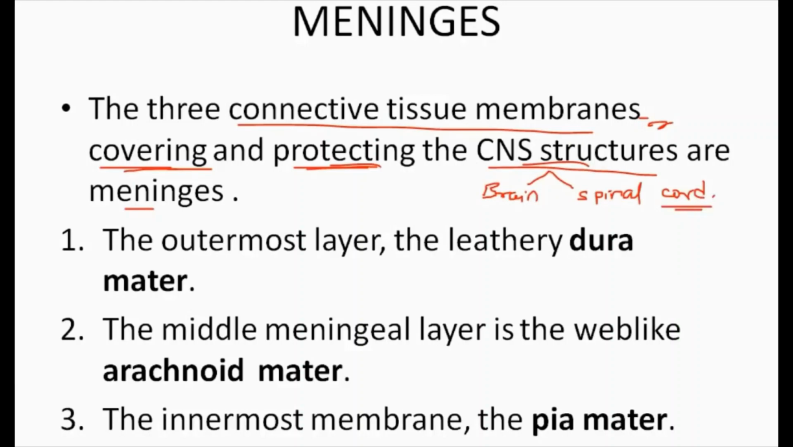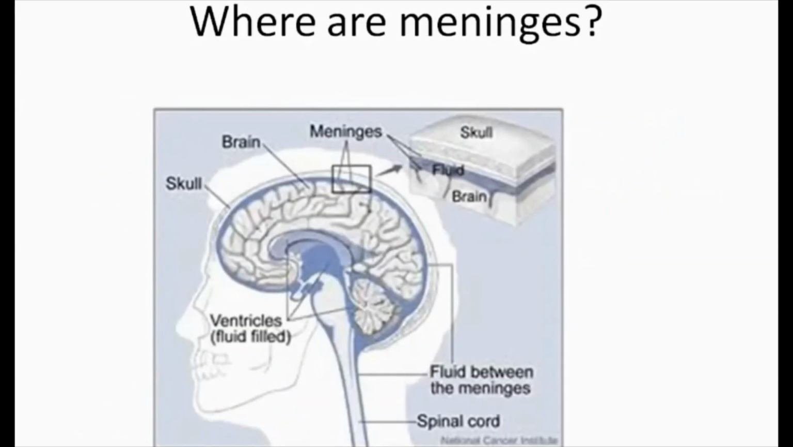Three connective tissue membranes cover and protect the brain. The first, outermost layer is the leathery dura mater. The middle meningeal layer is the web-like arachnoid mater. The innermost membrane is the pia mater.